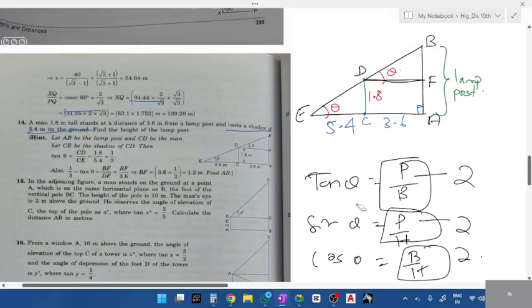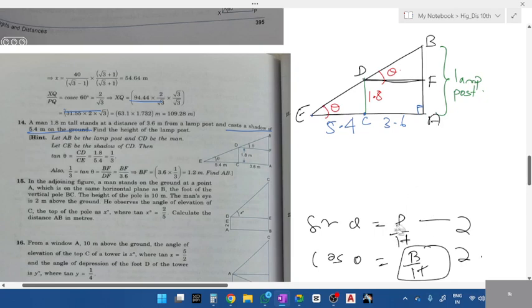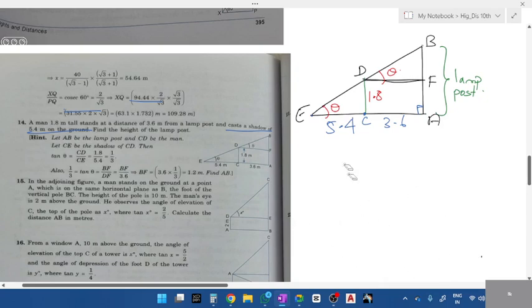Now tell me which triangle should I take? Which triangle has two sides? DCE. Can you see in DCE the base is given, and according to angle theta, from angle E, what are the two sides given? Perpendicular and base. So start from the bottom. Which triangle should I consider? Yes, triangle DEC or DCE, right?